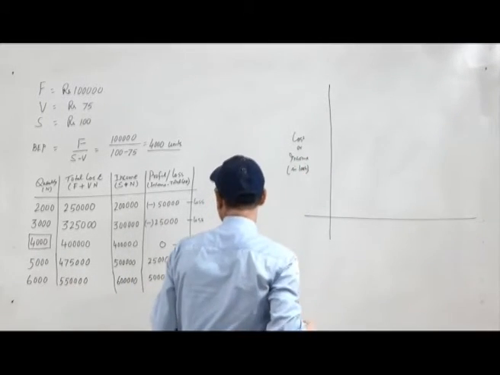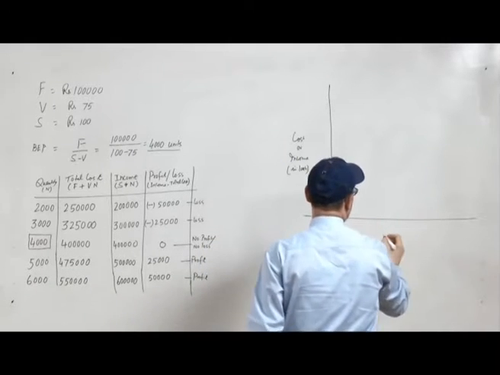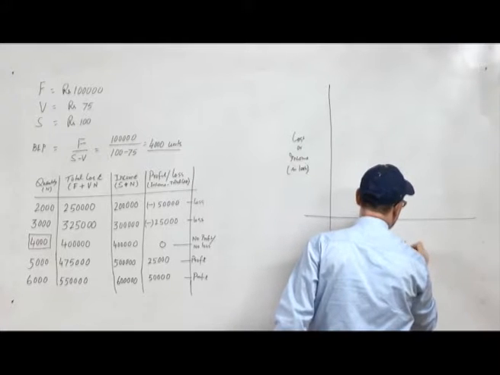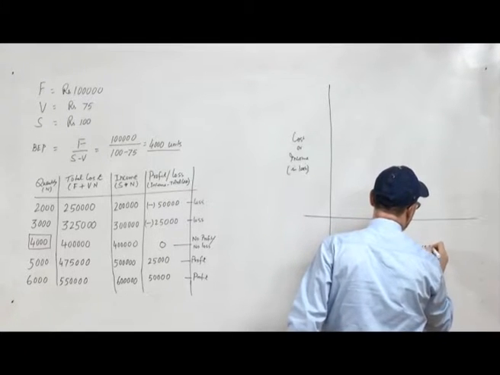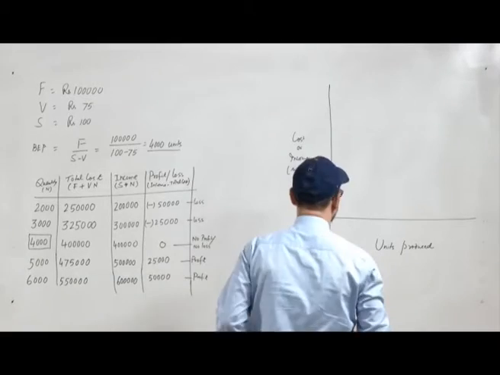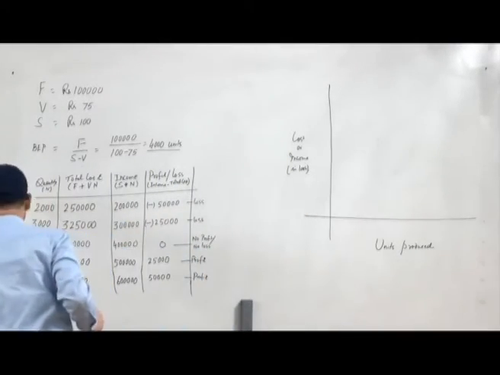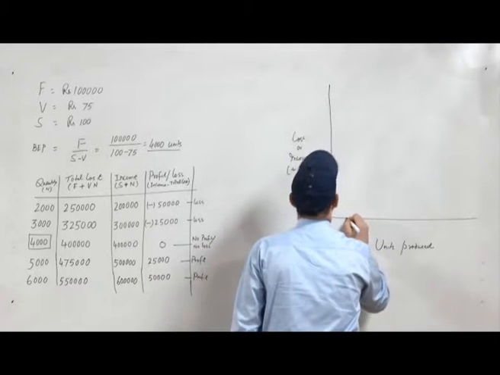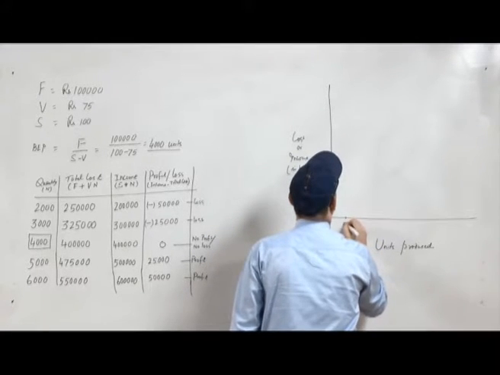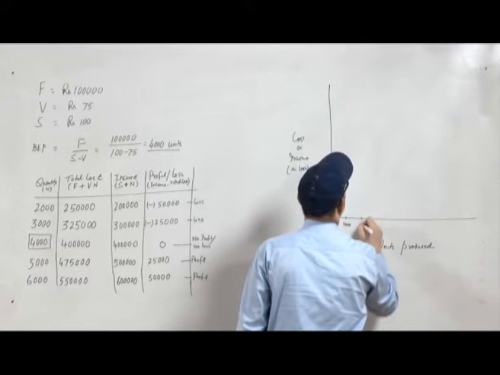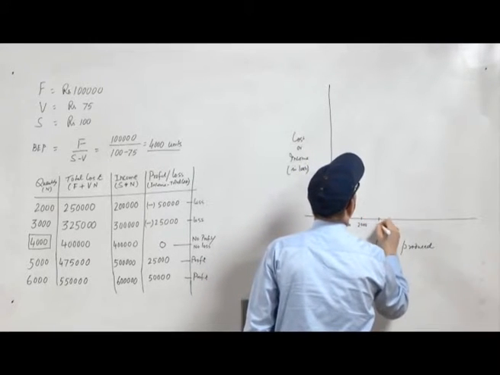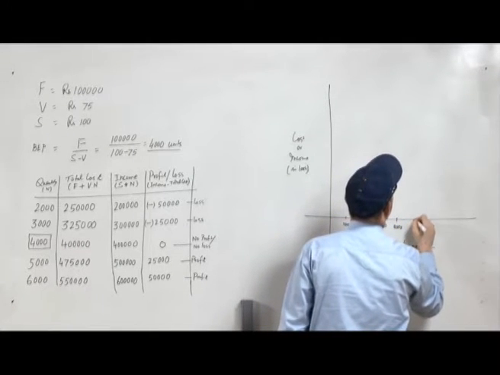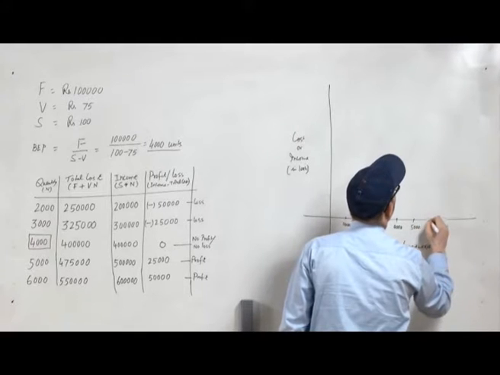So, and then on this side we have units produced. Now, in this case, if we take the units, suppose we start from 1000, 2000, 3000, 4000, 5000 and 6000.